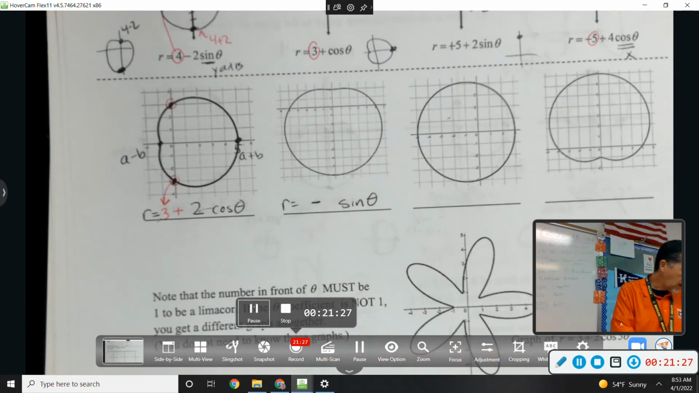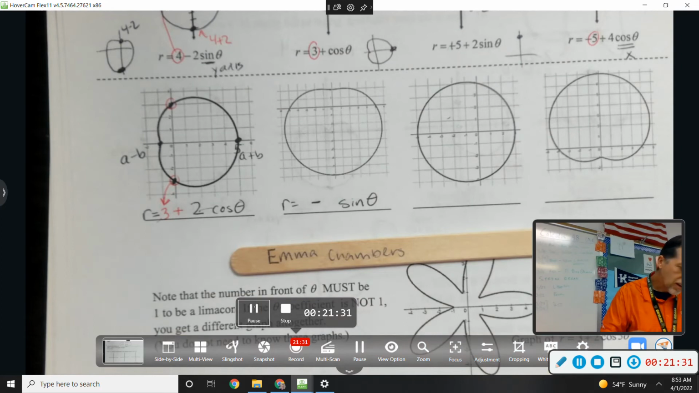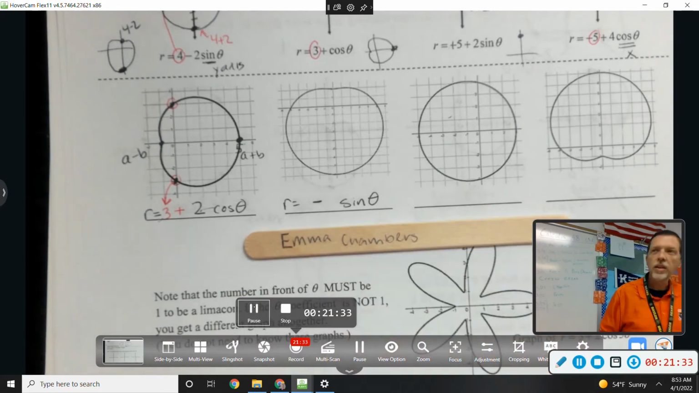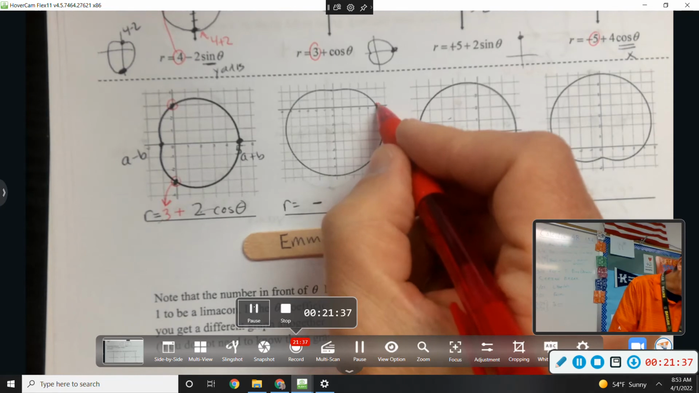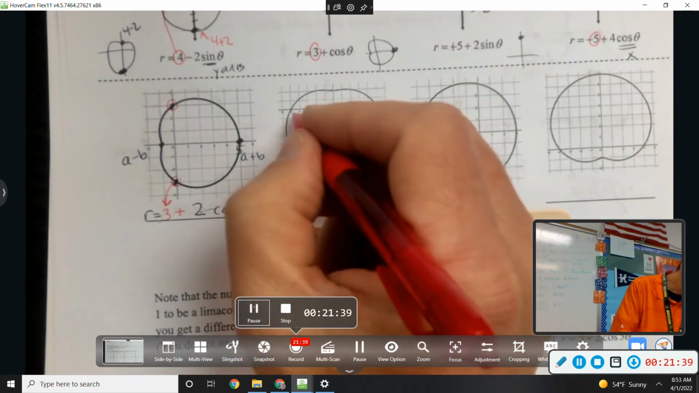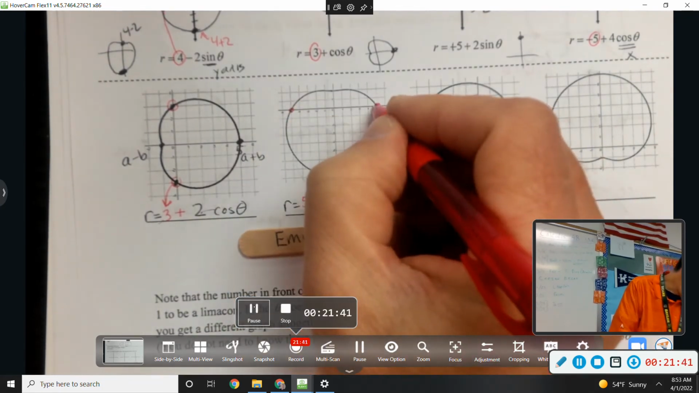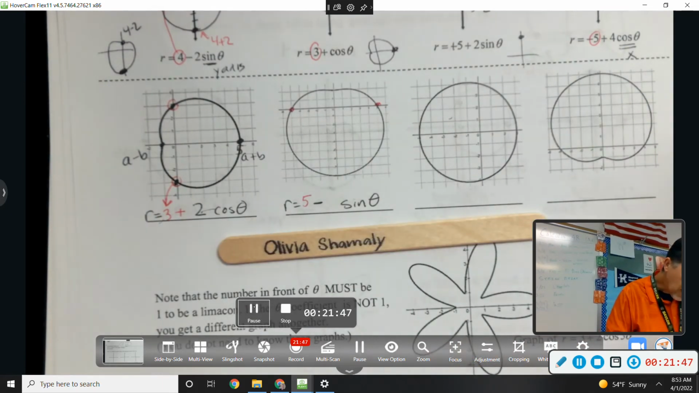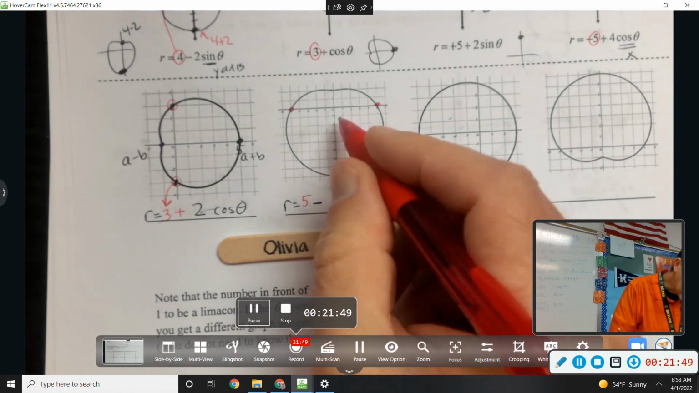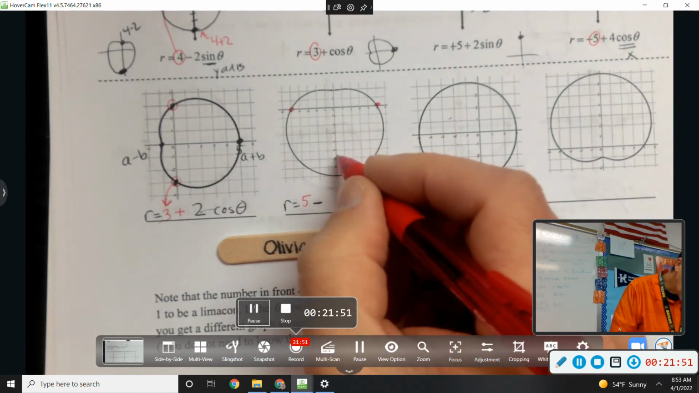Okay, I think the sideways numbers are the easiest ones to get. So, Emma, put your glasses on. 5. And I think that goes out to 5 on the sides. Which means, Olivia, I think this is 8. 1, 2, 3, 4, 5, 6, 7, 8.